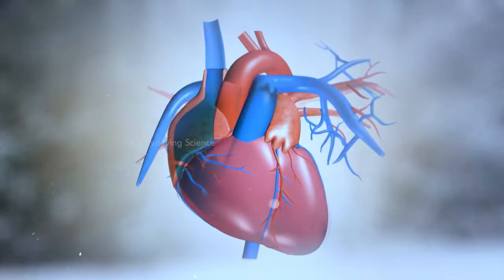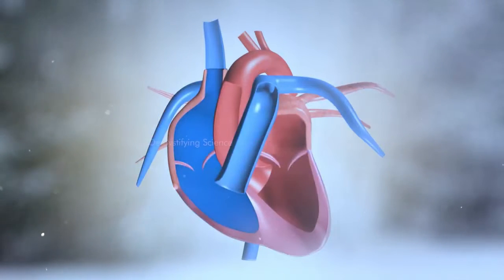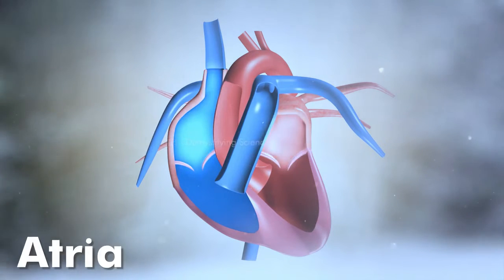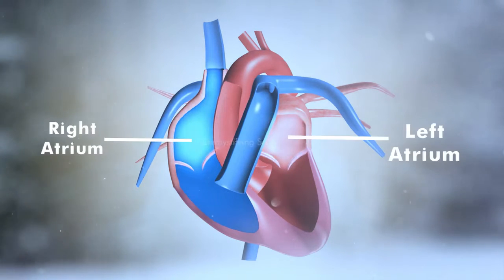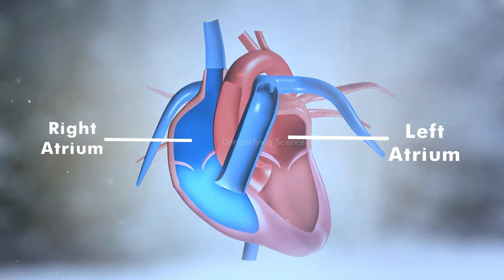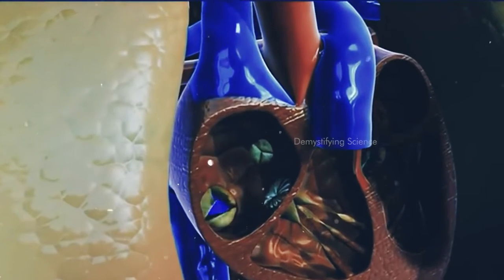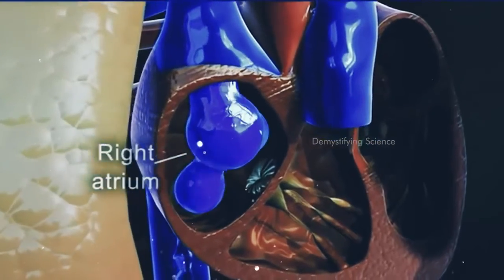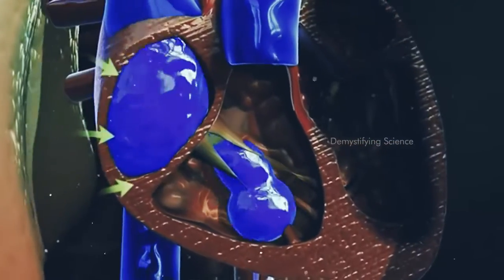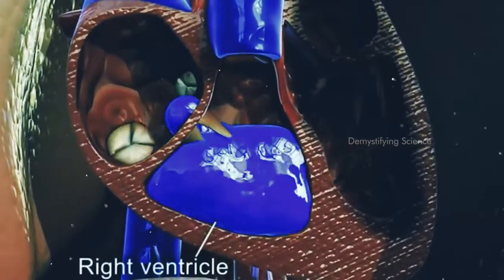The heart consists of 4 chambers. 2 chambers are located in the upper portion of the heart, called atria, which consist of the right and left atrium, while the 2 chambers located in the lower portion of the heart are called ventricles, which consist of the right and left ventricle. The right atrium receives deoxygenated blood from the veins and pumps it to the right ventricle.